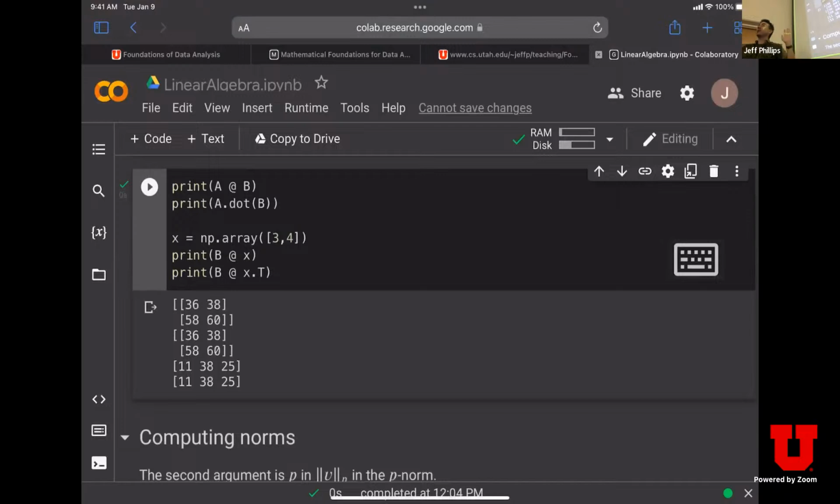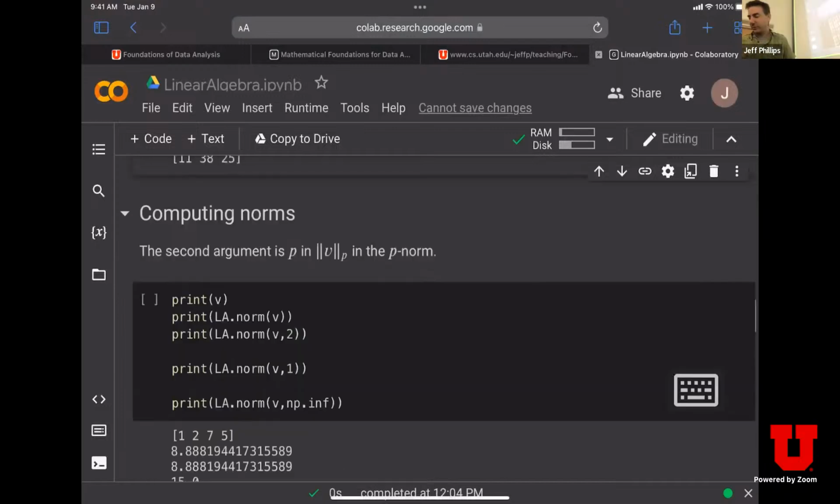It guesses you're doing the right thing. Sometimes you're going to make a mistake and it's still going to compute something, and it's going to compute the wrong thing. Most times it helps you out and it simplifies notation, so you don't have to write the transpose.